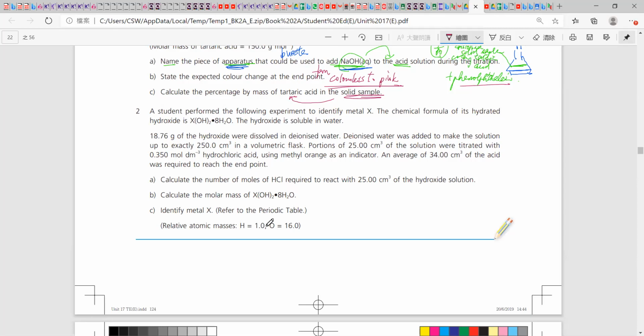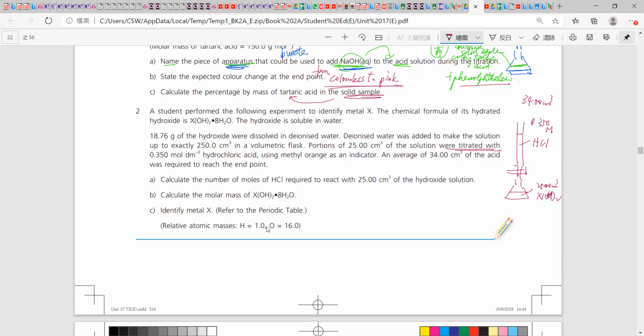So this time acid is in the burette. Okay, it's different. Can you see the word? We'll titrate against. I use this to find, right? So the case for question 1 and question 2 is a little bit different. For question 2, the acid is found on top. So you may get about 34.00 cm cube of HCl to be consumed, while at the bottom we have got 25.00 cm cube of the solution containing X(OH)2. Okay, can you get my point?